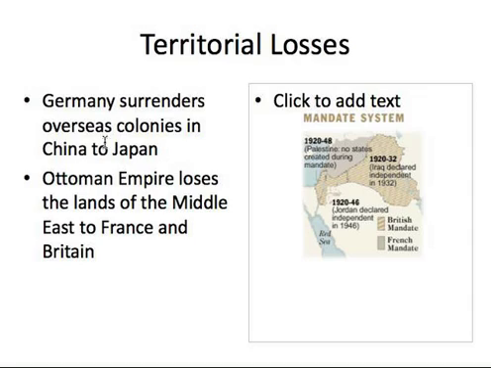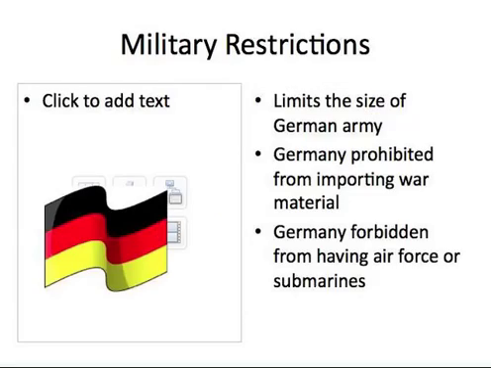Territorial losses. Germany surrenders all its overseas colonies in China to Japan. Japan was actually an ally during World War I, and then they're going to fight us in World War II. The Ottoman Empire lost a lot of lands in the Middle East to France and Britain. Palestine goes to Britain. Up here, Syria goes to France. Jordan and Iraq go to the British. The British try to maintain control, but they really can't later on.